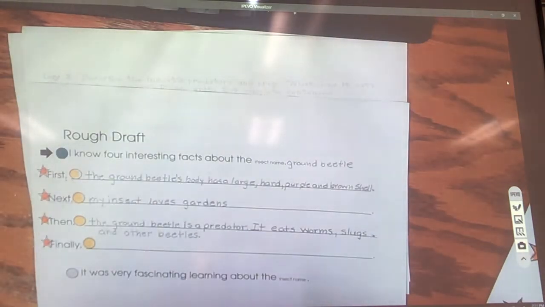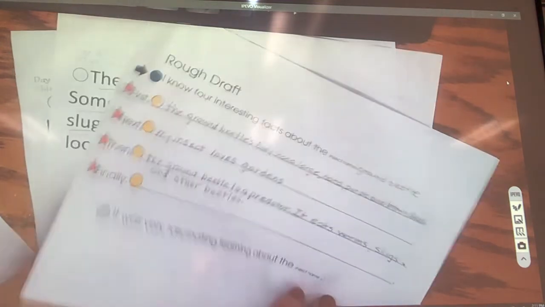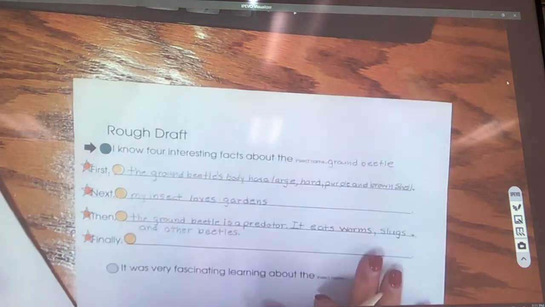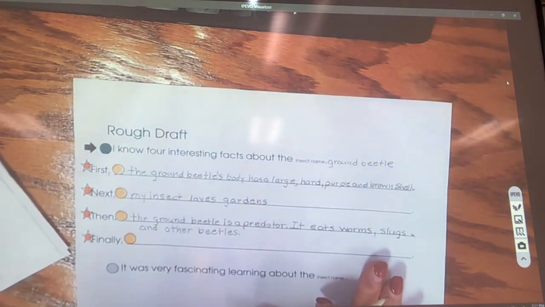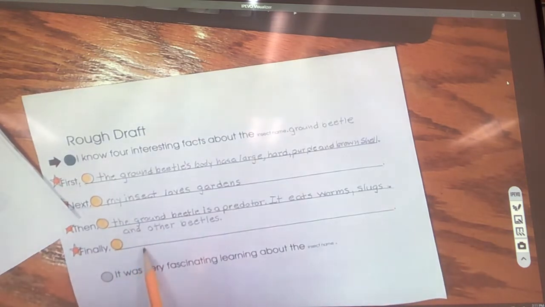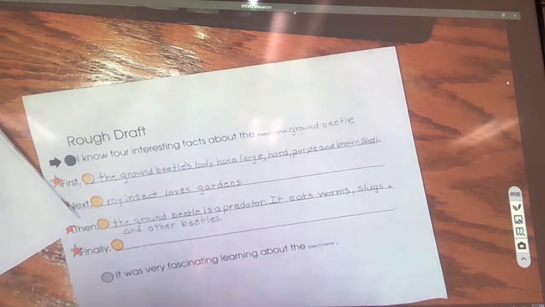Okay. All right, next, finally. All right, finally, what is it important or not? Okay, well, I'm gonna get my paper here, kind of see what it says. Did I get lost? Oh, here it is. Okay. Let's see. Okay. Well, I don't want to start the ground beetle. Maybe I'm going to say it again. I guess I get the ground beetle, my insect, the ground beetle, finally. Maybe write my insect again. Okay? Up to you. Totally up to you.